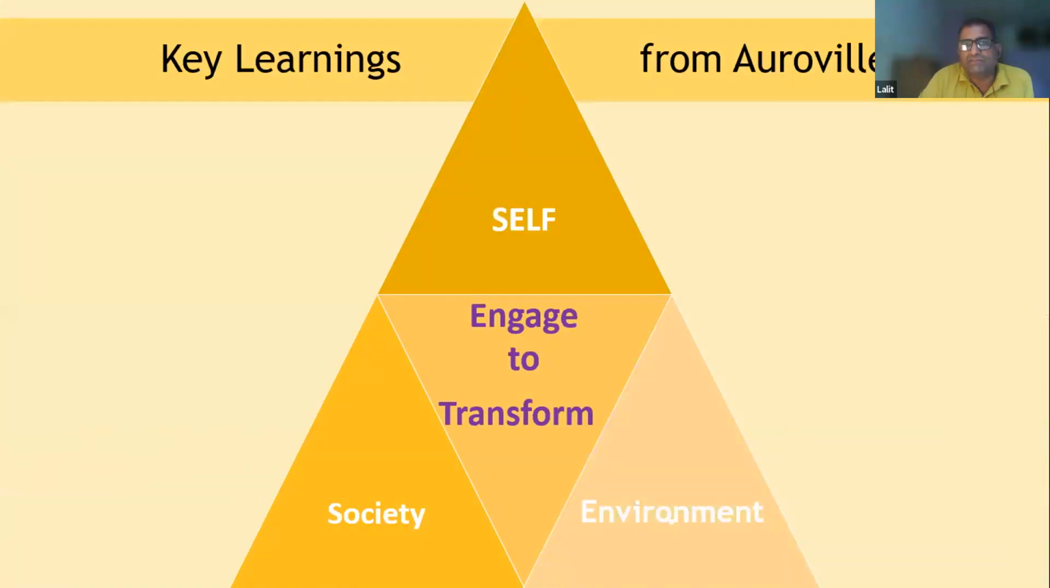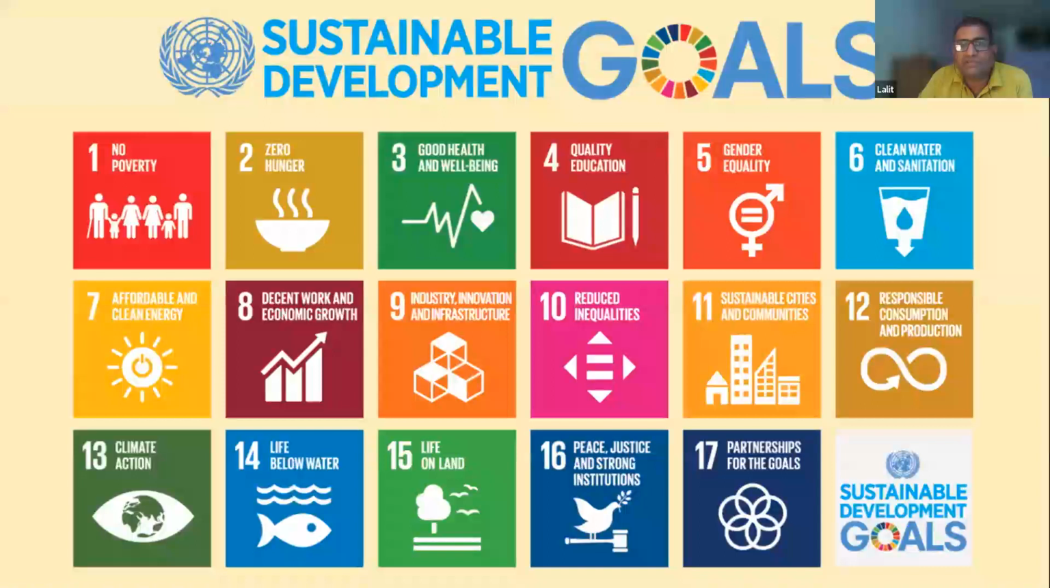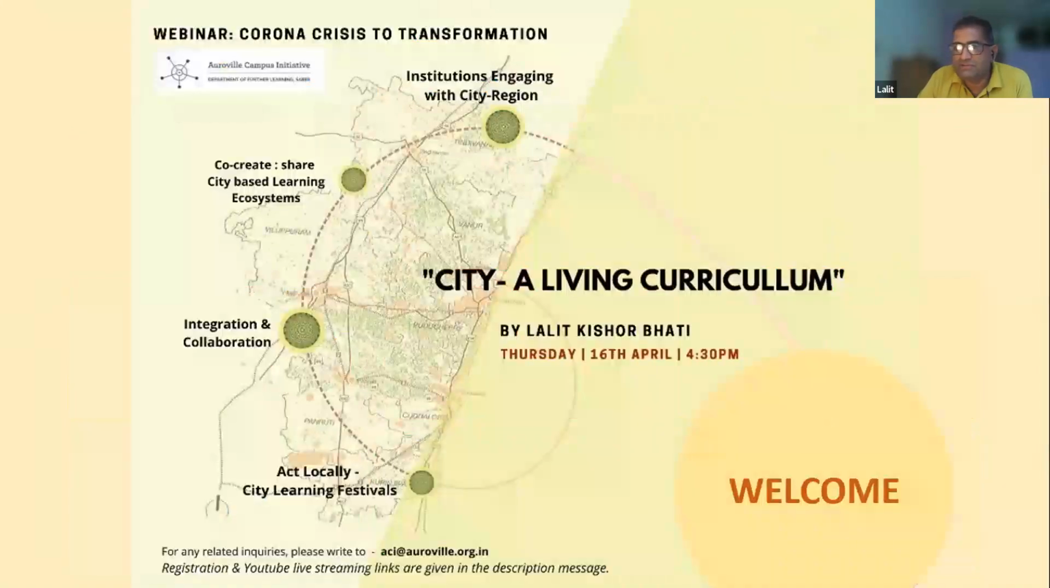So the key learning from Auroville is how the alignment of self, society, and environment, but engage to transform. Not only just simply learning in the class, learning or enhancing some knowledge and skills, but engaging to transform. This is what I would say. So all these SDGs in one way or another are being practiced in Auroville much before SDGs came into existence. So Auroville has been a city of living curriculum.